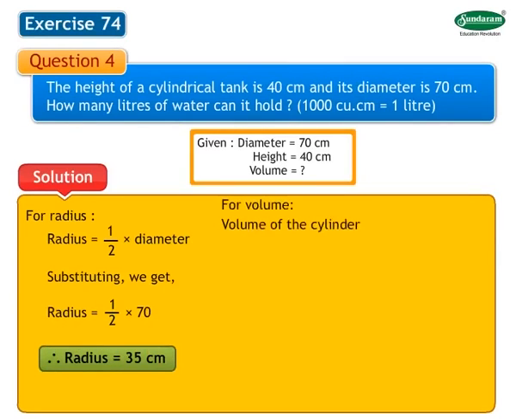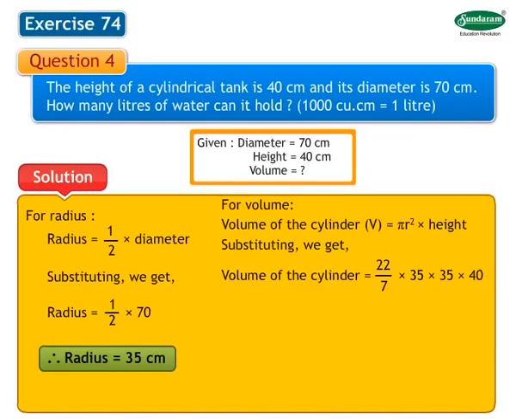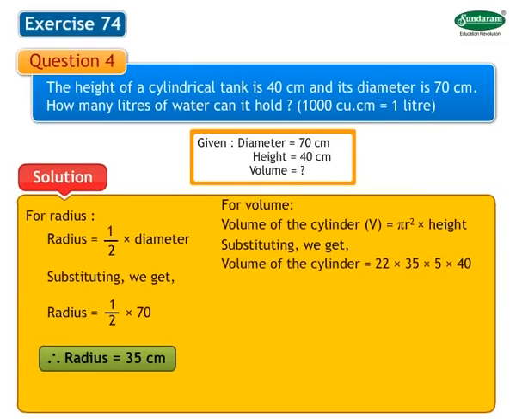The volume of the cylinder is pi r square into height. By substituting, we get volume of the cylinder is equal to 22 upon 7 into 35 into 35 into 40. By reducing, we get volume of the cylinder is equal to 22 into 35 into 5 into 40, which is equal to 1,54,000 cubic centimeter. Volume of the cylinder is equal to 1,54,000 cubic centimeter.